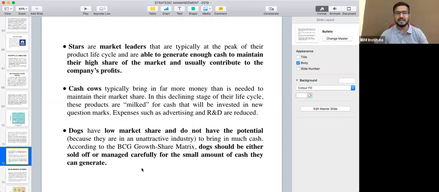Like we talk about VCR, DVDs. Orkut is again one of the examples in this case. Yahoo is basically in the case of dogs right now, because Gmail is dominant like anything. So these are the basic examples which we can cover under this particular case of the BCG Matrix.